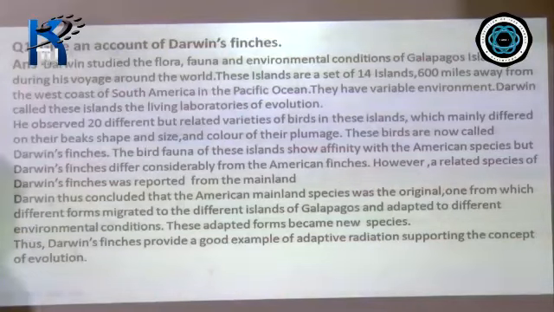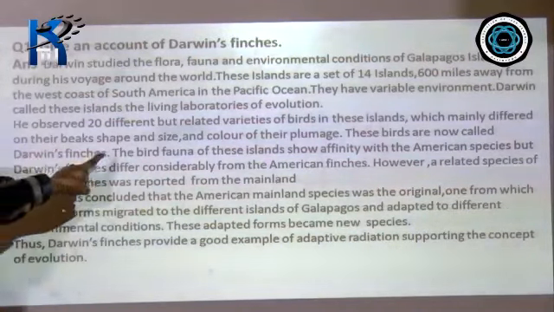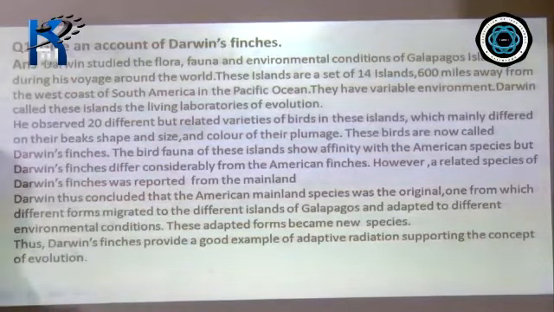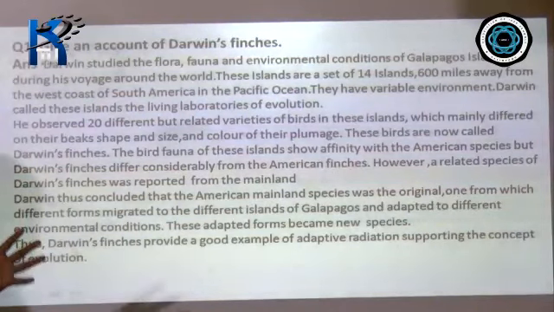Okay, some of them used to feed on worms, some on seeds, some on the pulp, some on nectar. So according to the different types of plant, you have different types of bird, but of the same type. Now, beak shape and size and color of the plumage. Plumage means the tail.